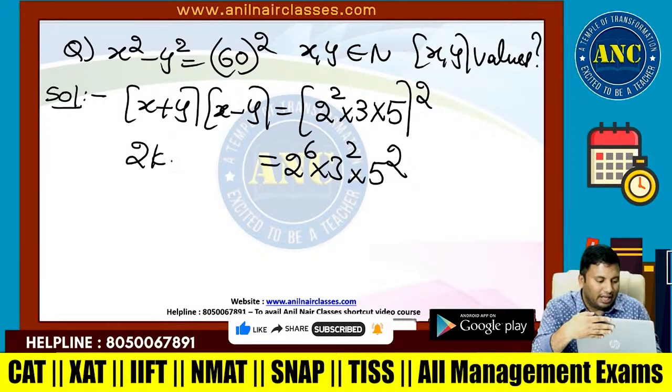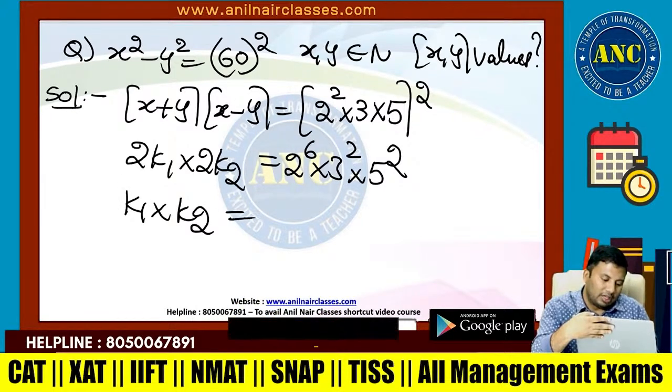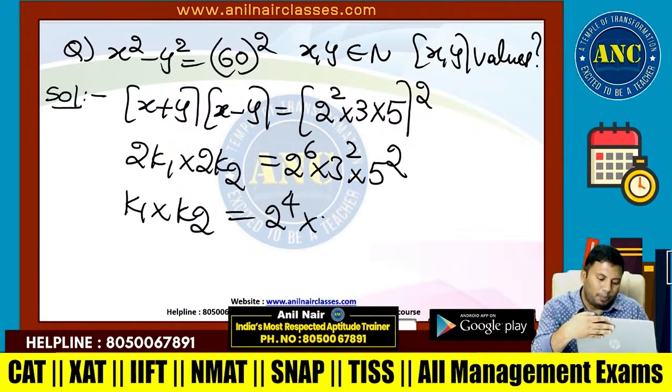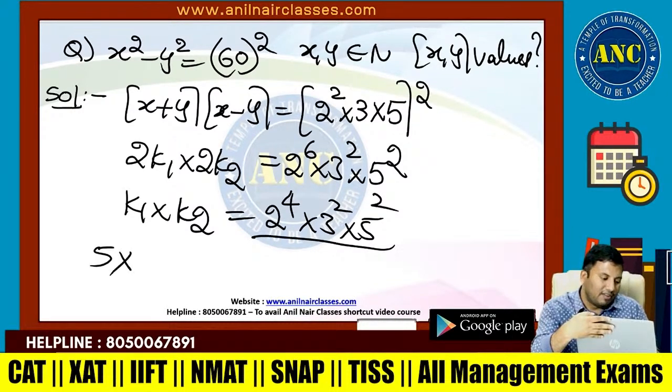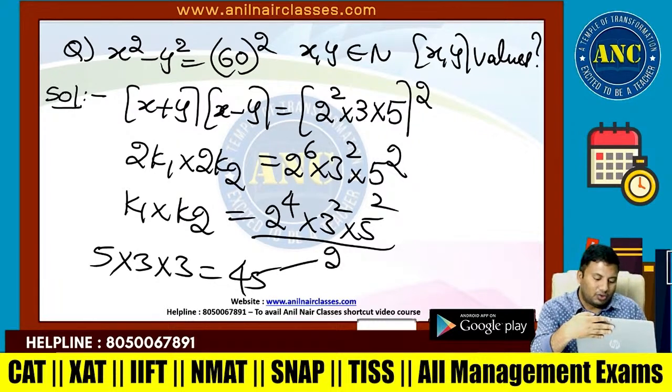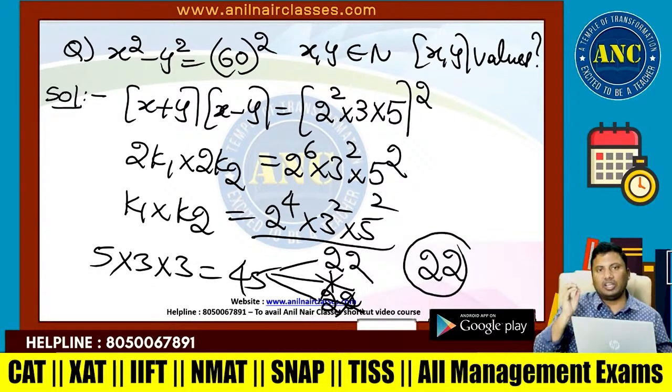Both x plus y and x minus y should be even numbers. So k1 into k2 is nothing but 2 power 4 into 3 square into 5 square, which is 16 into 3 into 3 into 5, which is 45 factor cases: 22 here, 22 here and 1. Both are eliminated. Answer is 22. I hope this logic is clear.